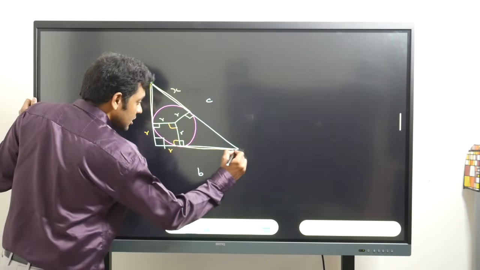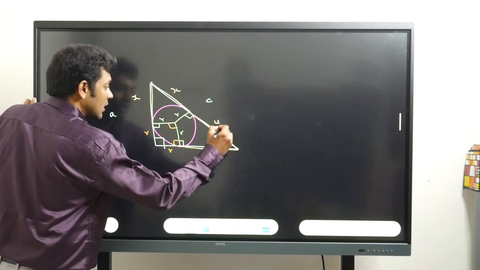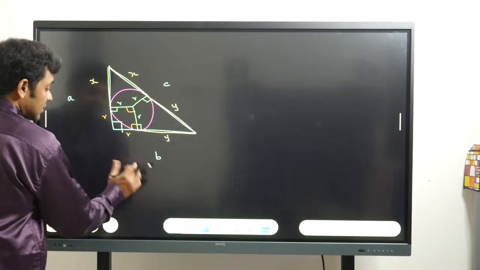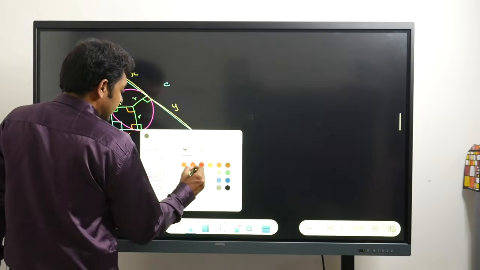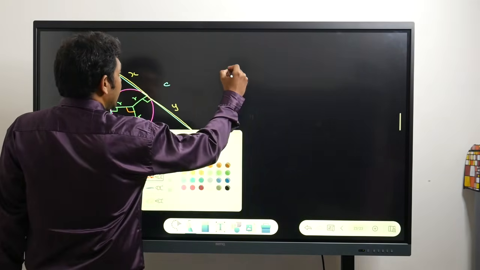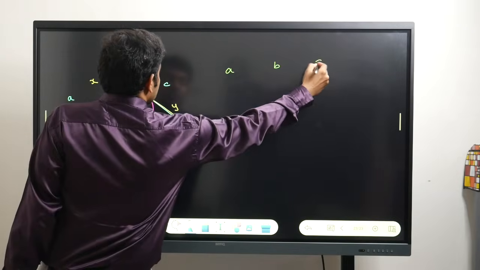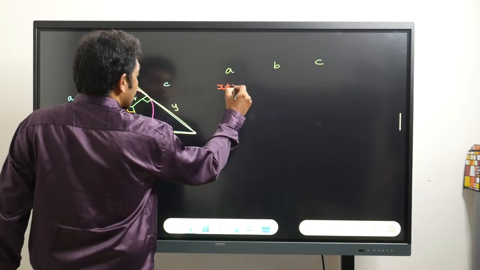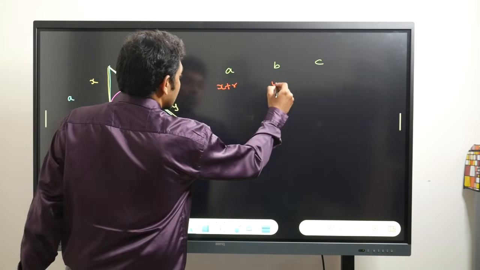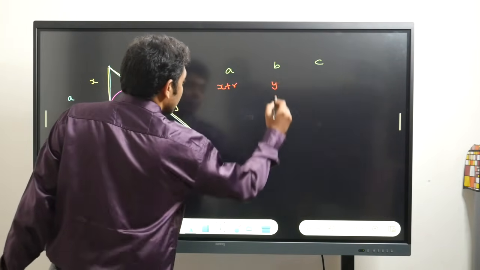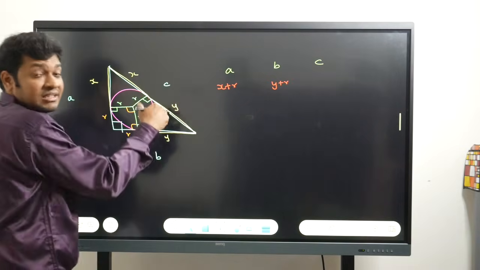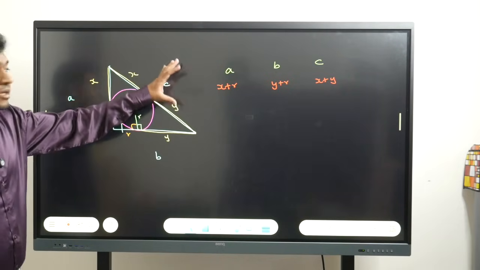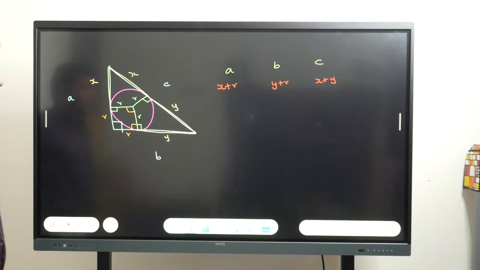Similarly, this portion will be equal to this portion. Let me assume it as y. This is y, this is y. Therefore, there are three sides for this right angle triangle. So if I am just having it as A, B and C, A is basically x plus r. B is nothing but y plus r. C is nothing but x plus y. Okay. A is x plus r, B is y plus r, C is x plus y.